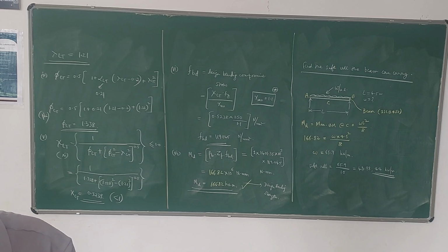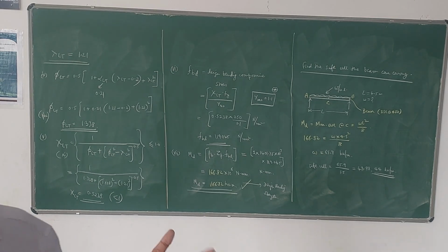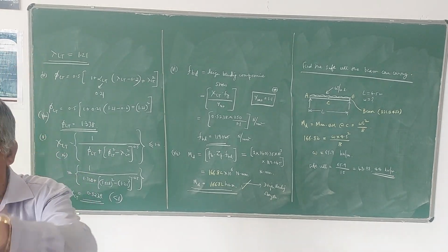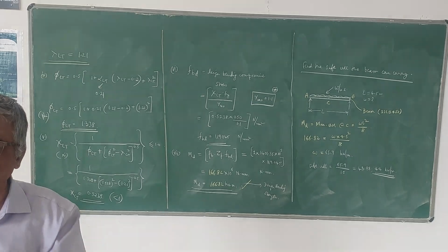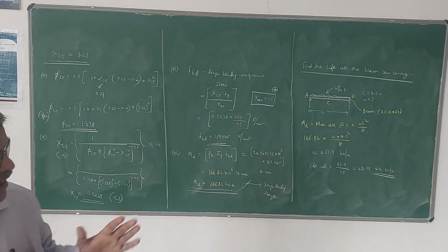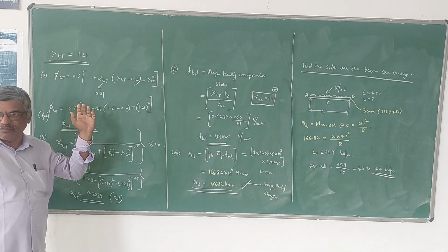In analysis, the section itself will be given. The span itself will be given. Directly, you have to check whether that section is safe or not. In design, you have to assume the section yourself. Then you have to check whether that section is safe or not. So we use the same steps. Before this, we find out MCR. MCR we are going to find out in the design problem also.